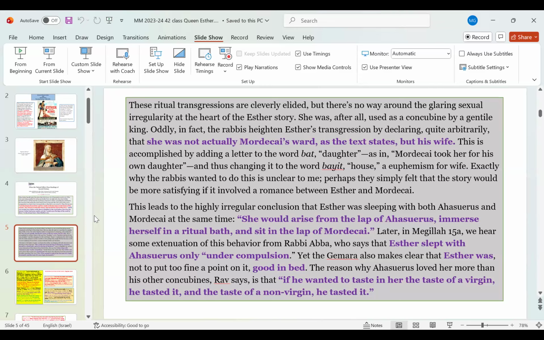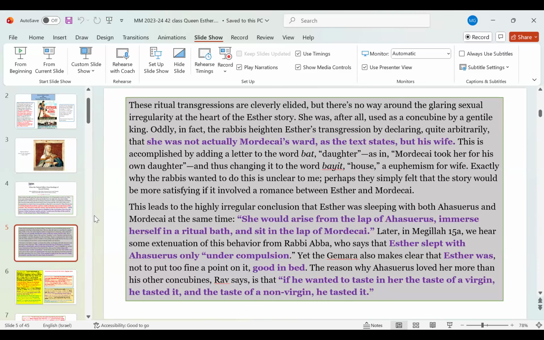And this is really in contrast to the Septuagint, which has her speaking to God and everything. It's really awful if you think about it. She goes from the lap of Achashverosh, immerses herself in a ritual bath, and then she sits, that's a euphemism, of course, in the lap of Mordechai, all right?